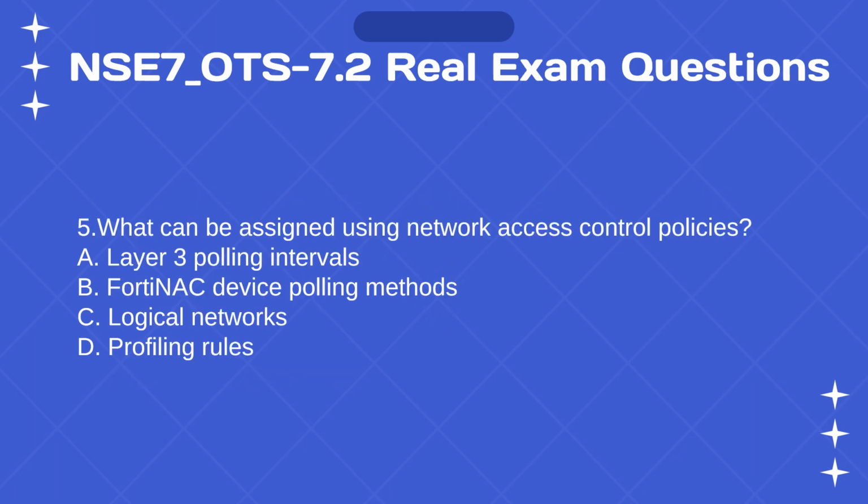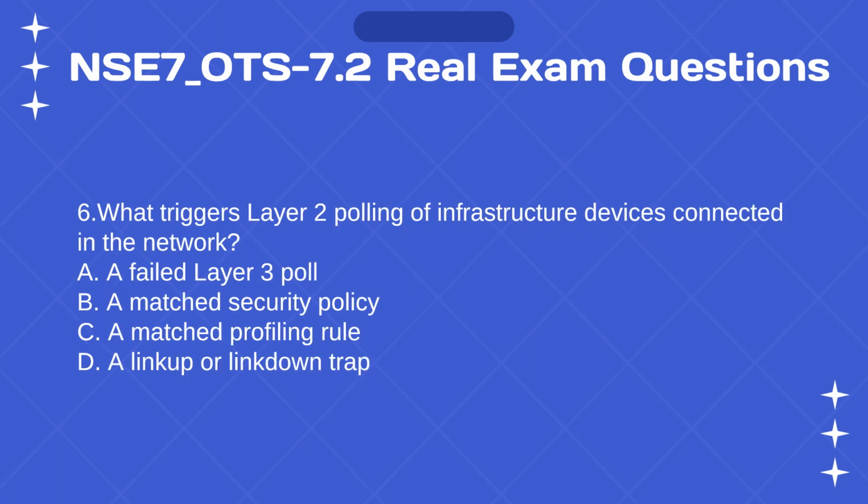5. What can be assigned using network access control policies? A. Layer 3 polling intervals. B. Fortinet device polling methods. C. Logical networks. D. Profiling rules. 6. What triggers Layer 2 polling of infrastructure devices connected in the network? A. A failed Layer 3 poll. B. A matched security policy. C. A matched profiling rule. D. A link-up or link-down trap.